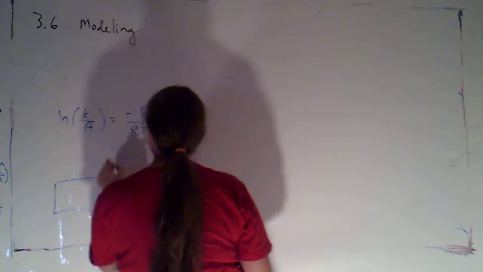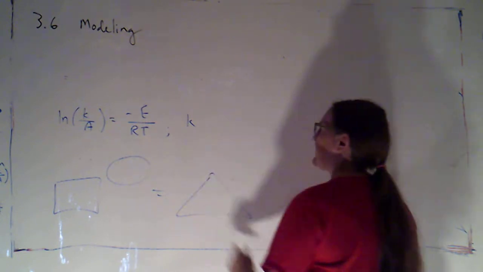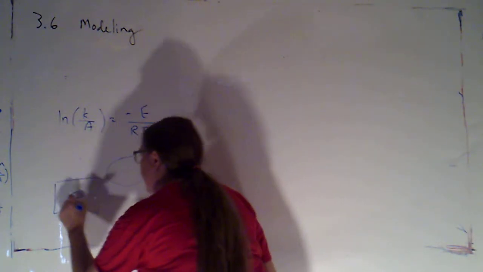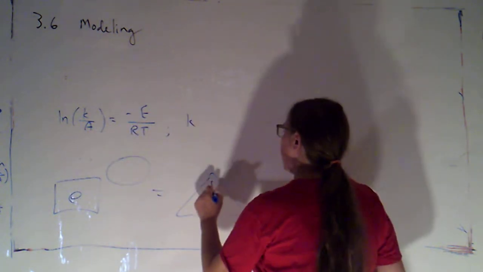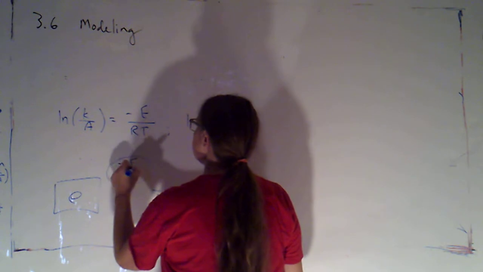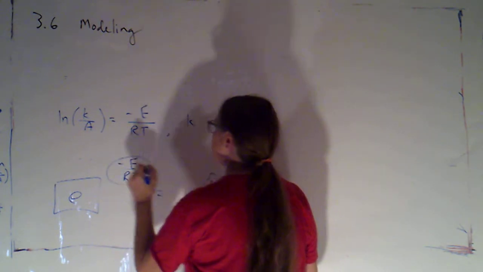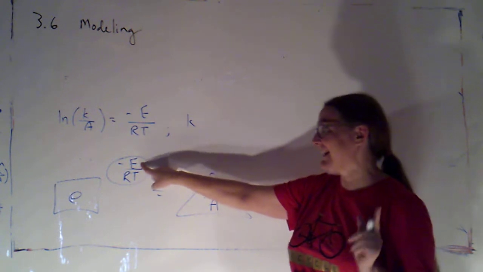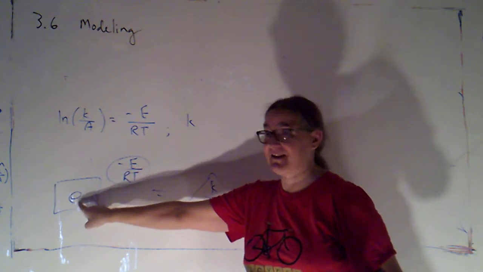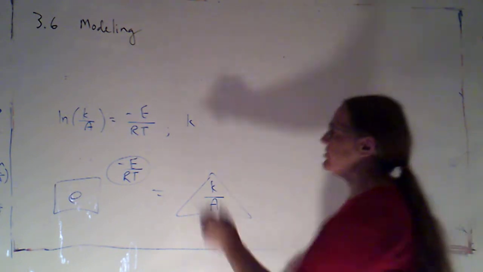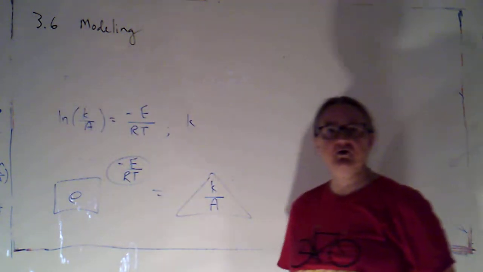So I can rewrite this in exponential form. This is saying the exponent I need when e is my base to get k over a as a result. That exponent is negative E over RT. Do make sure that that's a capital E. That is not the same as this number e in the base. All right, I always think of this as just rearranging this in exponential form.